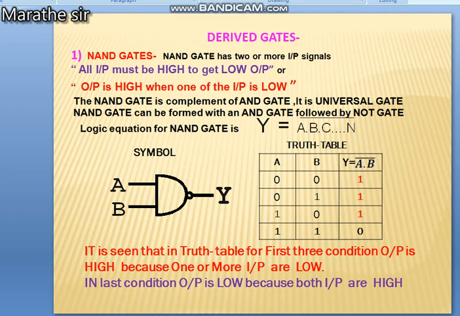As the name suggests, the NAND gate is the complement of the AND gate. It is formed with an AND gate followed by a NOT gate. So the NAND gate is called a universal gate. Its logic equation or Boolean equation is shown: Y is equal to (A dot B dot C dot ... N) bar, complete bar. That is the Boolean equation of the NAND gate.